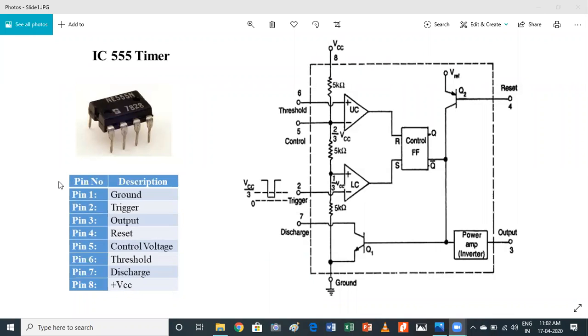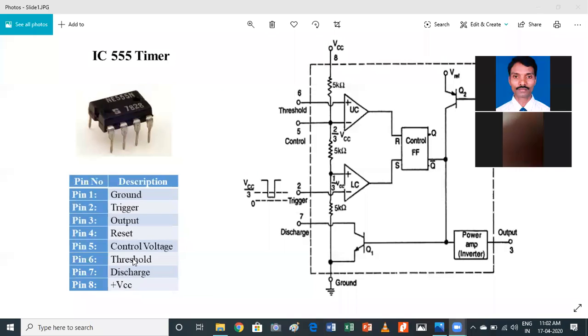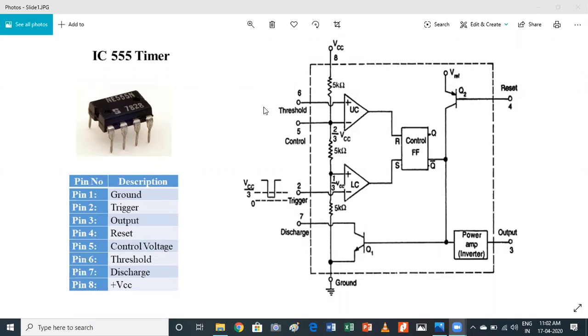So the pin description of the timer. Pin 1 is the ground pin, pin 2 is called the trigger input, pin 3 is the output, pin 4 is the reset, pin 5 is the control voltage, pin 6 is the threshold, pin 7 is the discharge, and the 8th one is VCC.